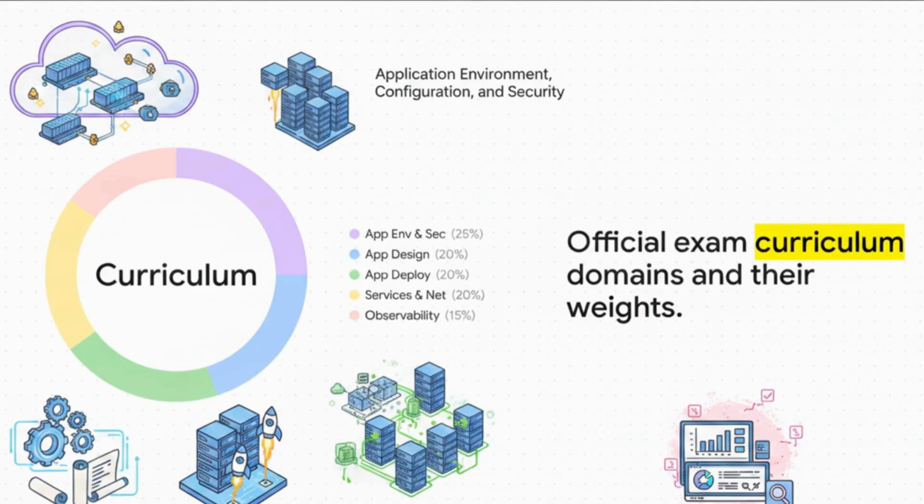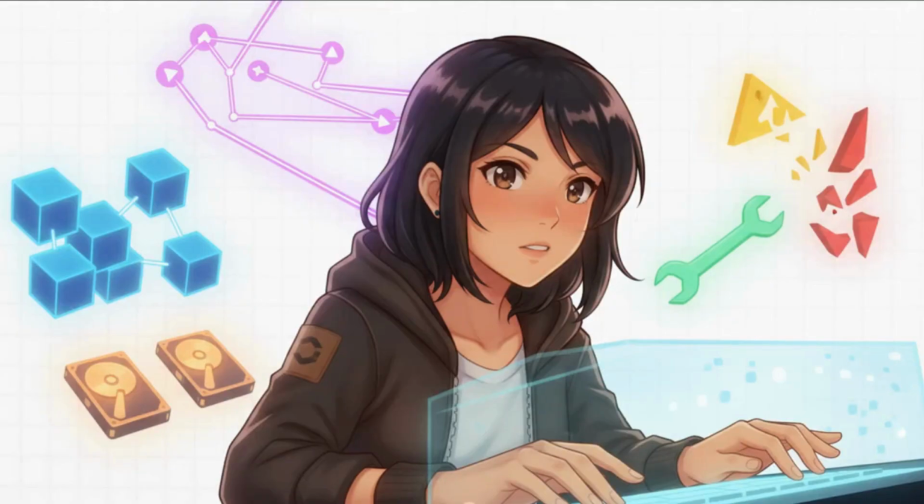Then you have 3 domains: app design and build, app deployment, and services and networking, which are all sitting right at 20% each. And finally, app observability and maintenance rounds the whole thing out at 15%. Let's translate that into the practical requirements you'll actually be tested on. You're going to need to rapidly create multi-container pods, attach persistent volumes, configure ingress routing, and apply security context.